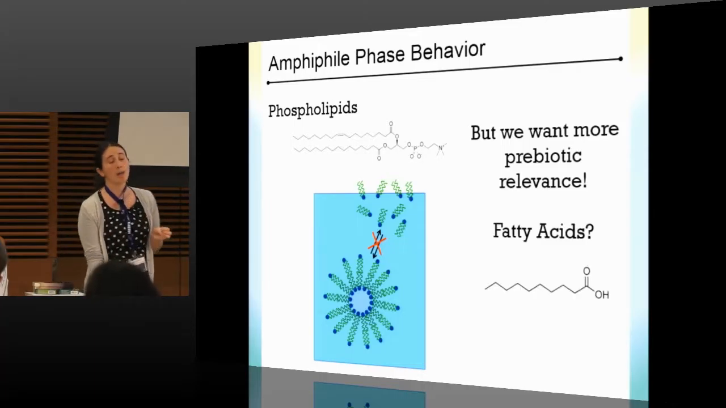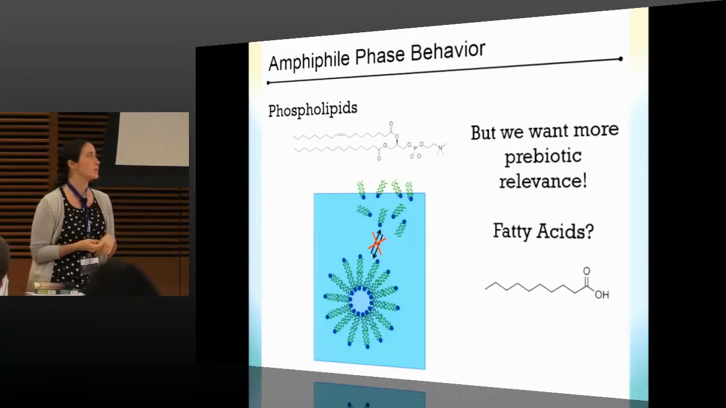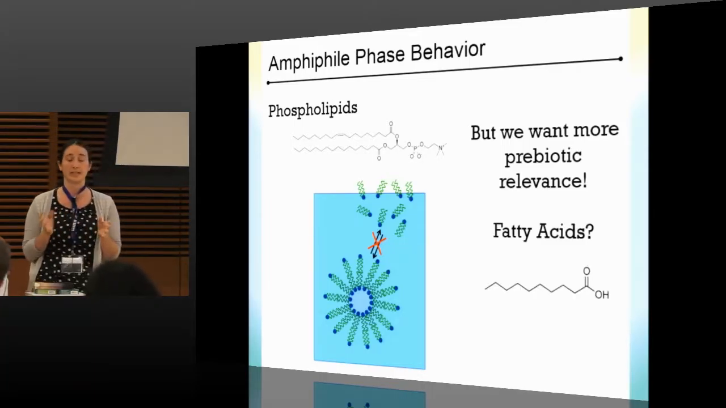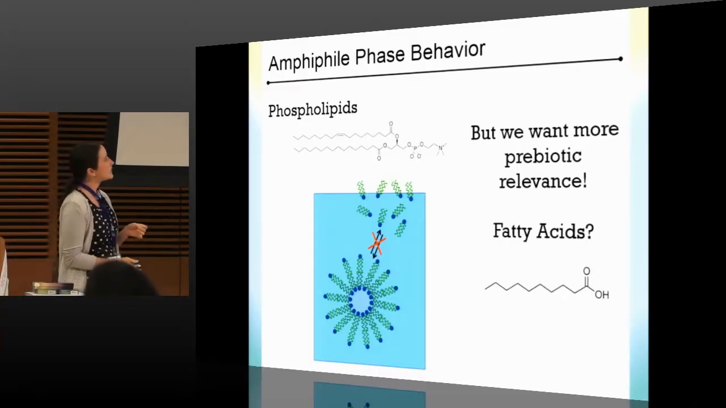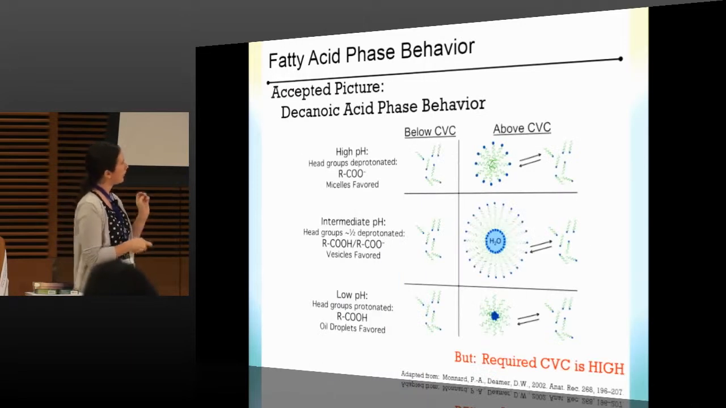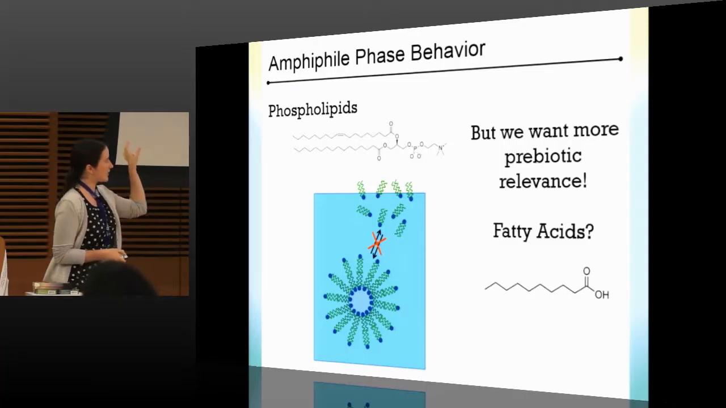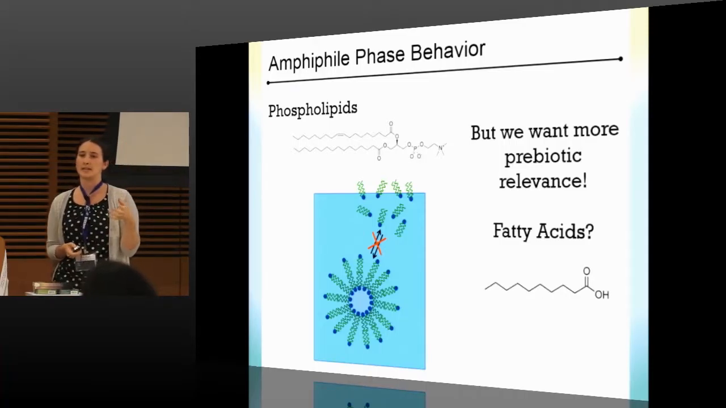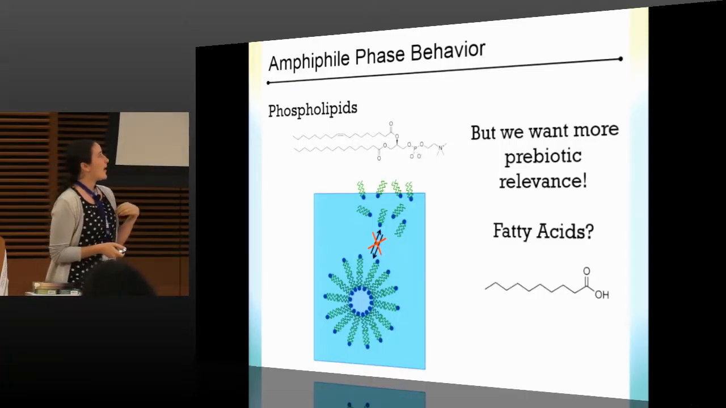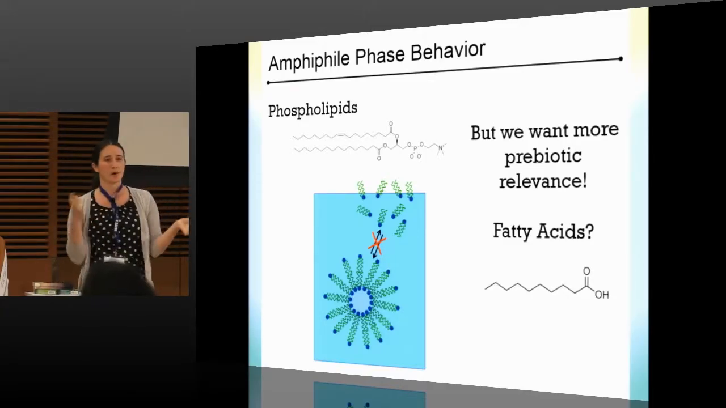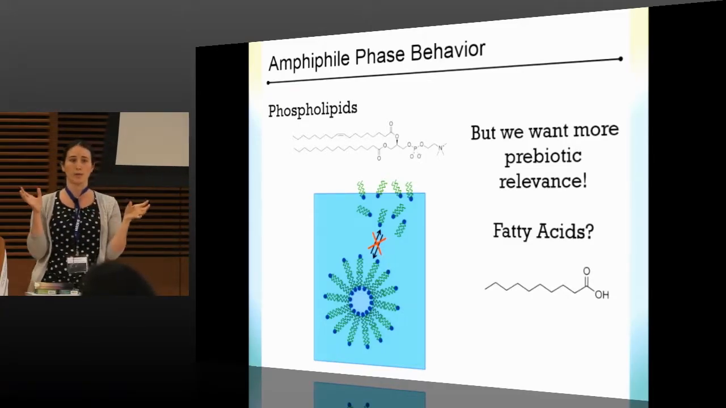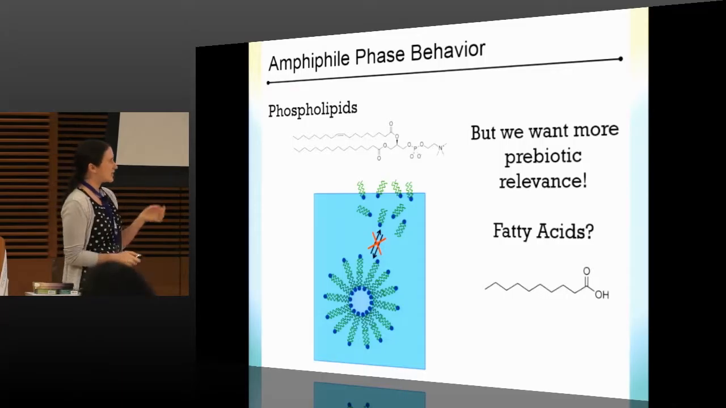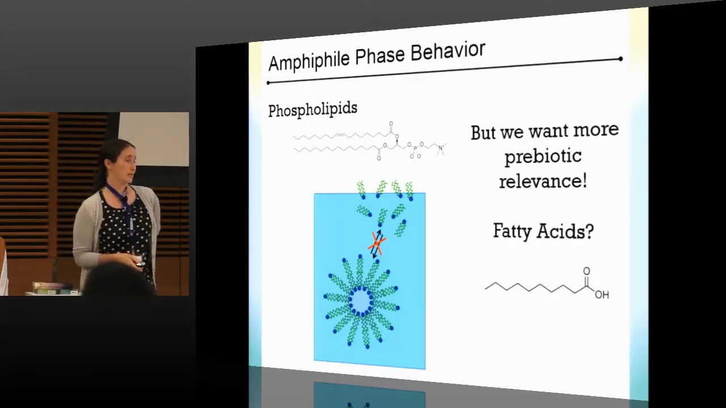So one of the most popular models that people have used have been these fatty acids, and specifically like decanoic acid. And so you've got a single hydrocarbon tail, instead of the double tail, and just a very simple carboxylic acid head group. And they've been used to great effect as modeling protocells. You can encapsulate RNA, you can do all of these things with that. But there's a fair amount about the phase behavior, I would argue, that we still don't know.